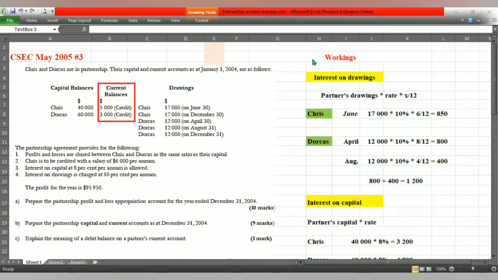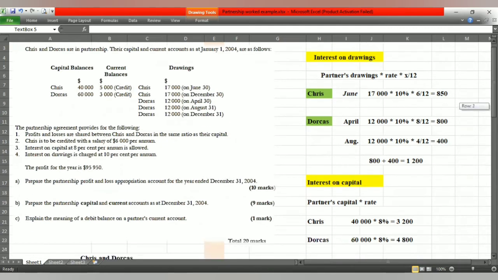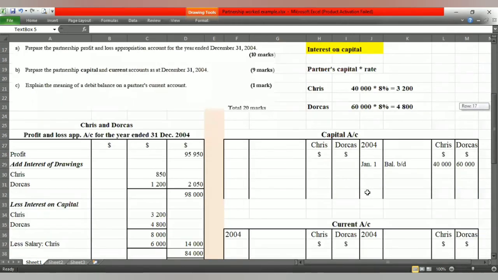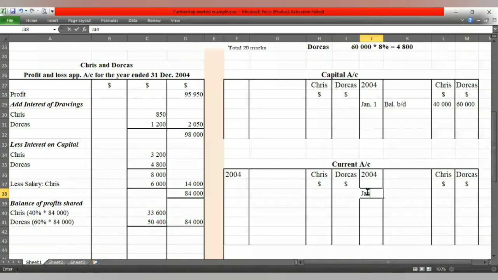So let's go ahead and put in the balances. Remember, Chris is 5,000 while Dorcas is 3,000. It's a credit balance, so therefore we are going to credit, and that's at the beginning of the period, January 1, 2004, details balance brought down, and the amount there is 5,000 for Chris and 3,000 for Dorcas.